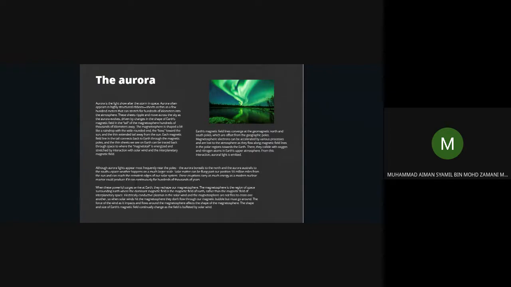The force of the wind as it impacts and flows around the magnetosphere affects the shape of the magnetosphere. The shape and size of Earth's magnetic field continually change as the field is buffeted by solar wind.